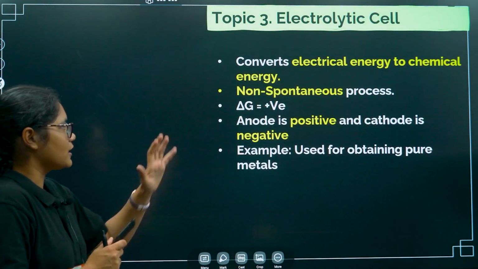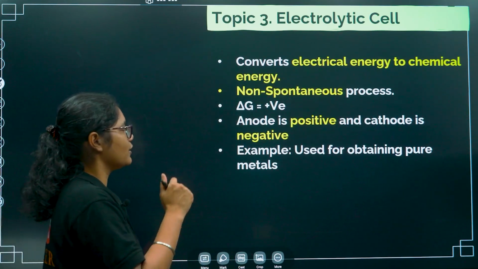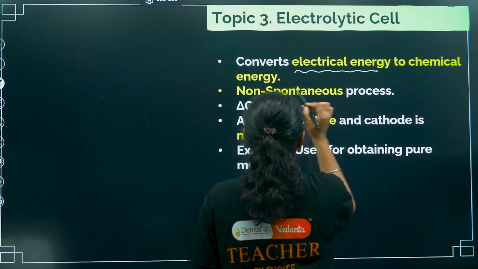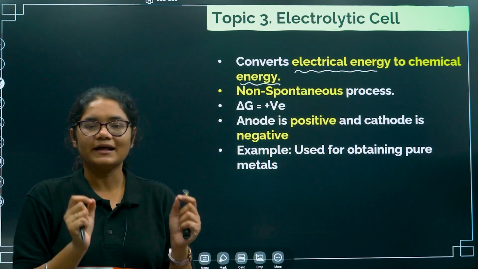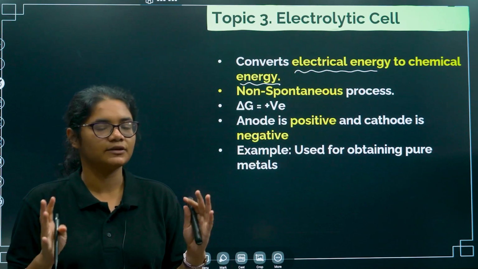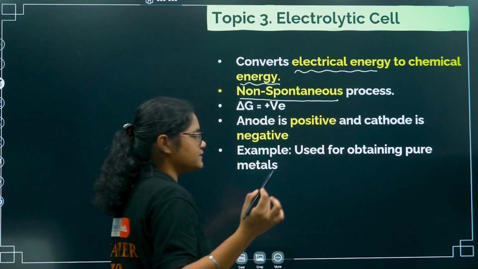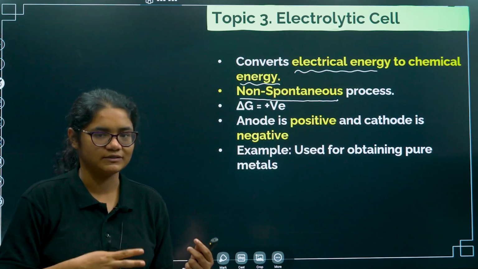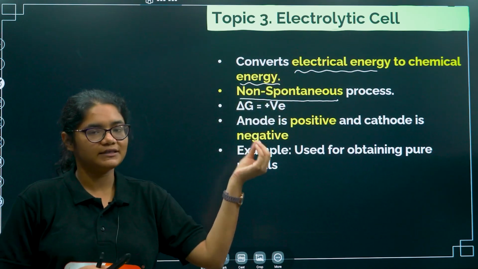So first of all, now coming to electrolytic cell. What is an electrolytic cell? So as we know, in electrolytic cell the electrical energy is converted to chemical energy, means you have to provide electricity, as a result of which some chemical reaction will take place. Okay, now it is a non-spontaneous process. Obviously it will be a non-spontaneous process because we are supplying energy from outside, right? Which form of energy? That is your electrical energy is supplied.